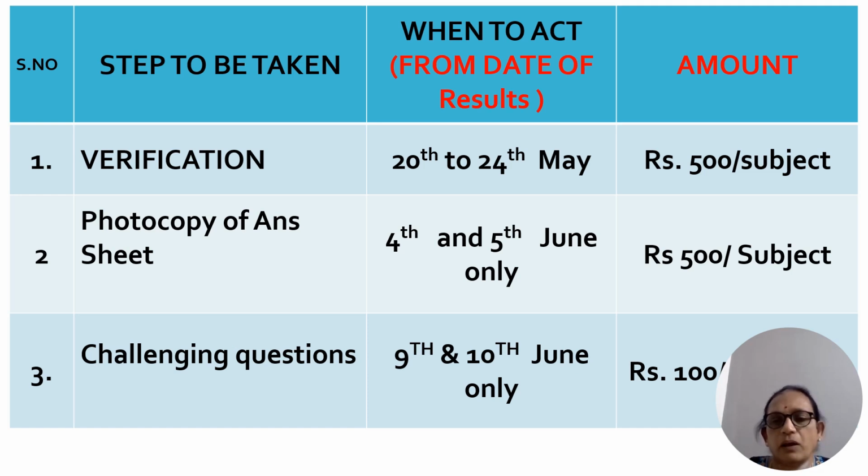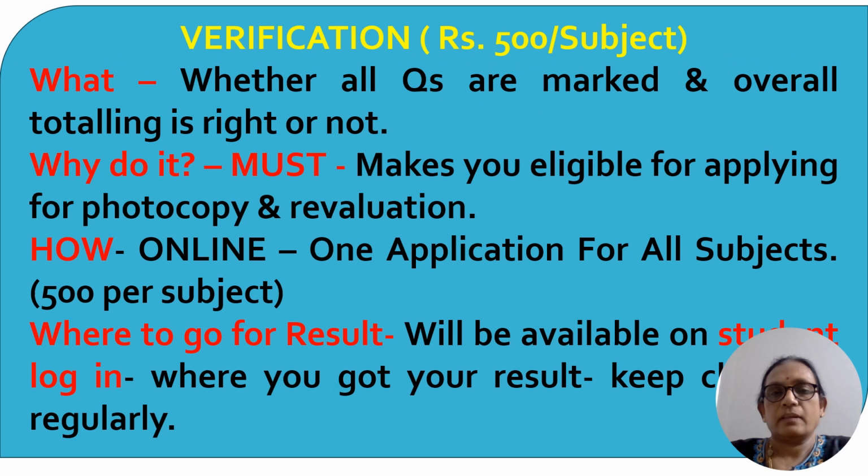If you have about 5 questions in science, that would come to 500. Let's suppose you have 3 questions in social sciences, that would add up to 300. So 500 plus 300 would be 800. And likewise. The first step in the process of rechecking is verification.